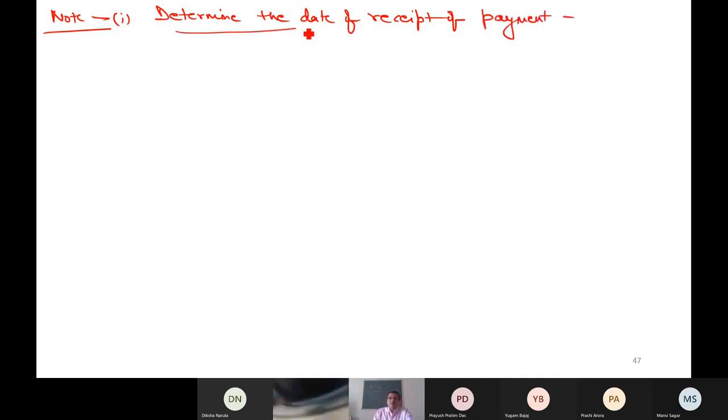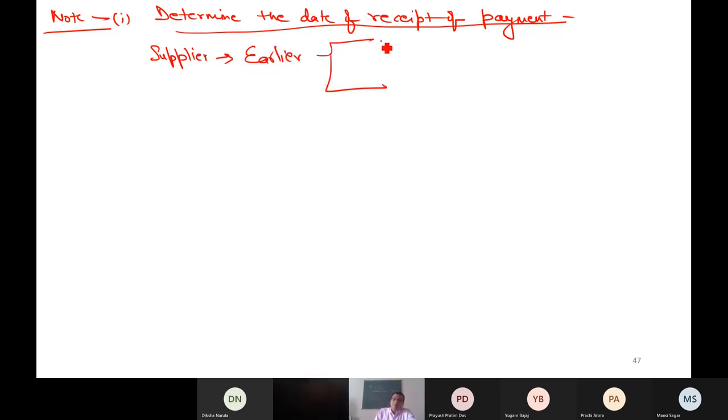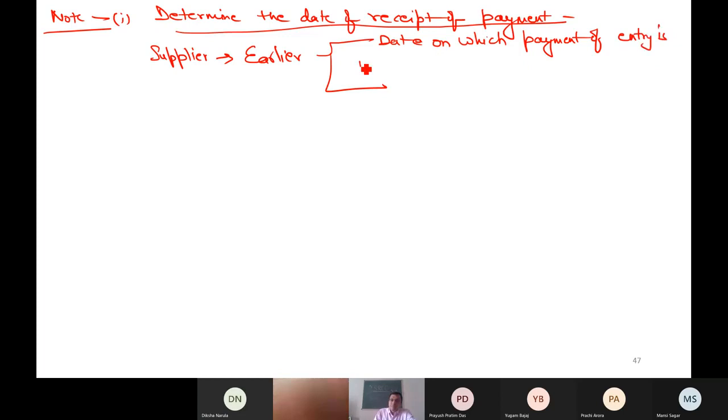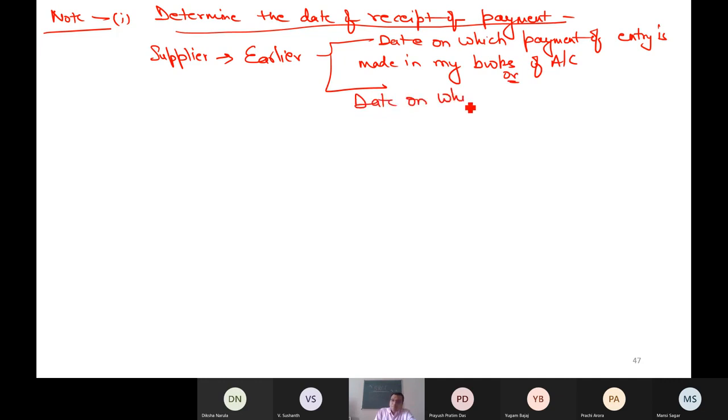It is very simple, as we have already covered in section 12 and 13 also. As a supplier, I will supply the goods or services and I will receive the payment. So how can you say when I have received the payment? It is the earlier of the date on which payment entry is made in my books of account, or the date on which the amount is credited in my bank account. This is the same concept we were using in section 12 and 13 also. The earliest one for me is the date of receipt of payment as per the rules.